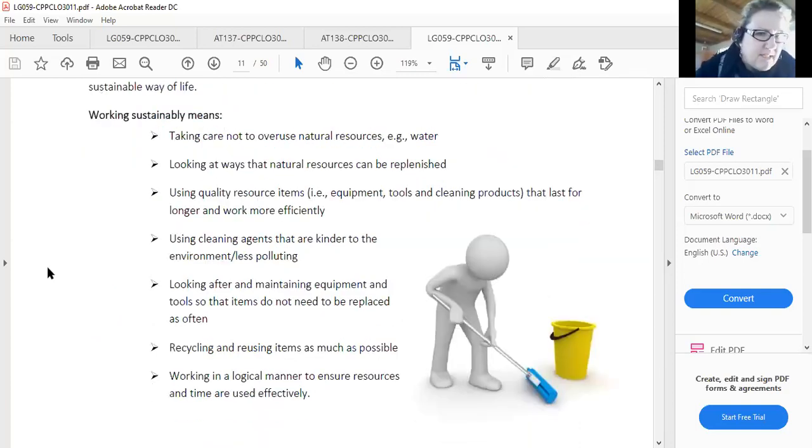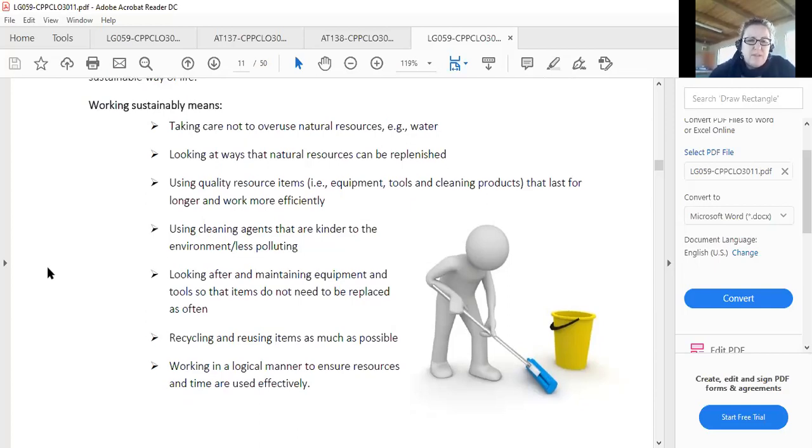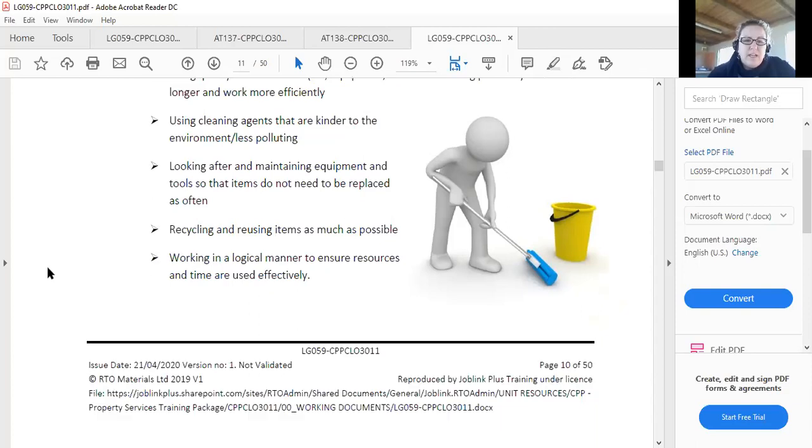Working sustainably means some of the following: taking care not to overuse natural resources, for example, water, looking at ways that natural resources can be replenished, using only quality resources, for example, equipment, tools, and cleaning products that last for longer and work more efficiently. Use cleaning agents that are kinder to the environment and less polluting. Looking after and maintaining equipment and tools so that items do not need to be replaced as often. Recycling and reusing as much as possible. Working in a logical manner to ensure resources and time are used efficiently.